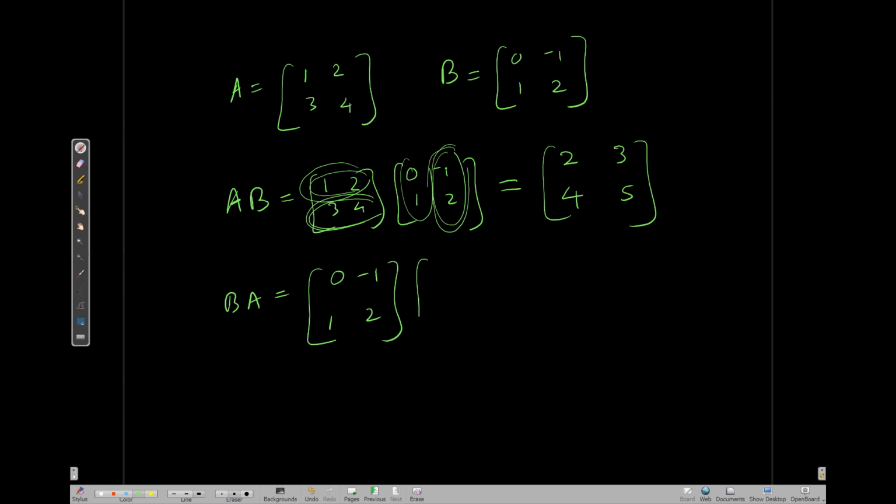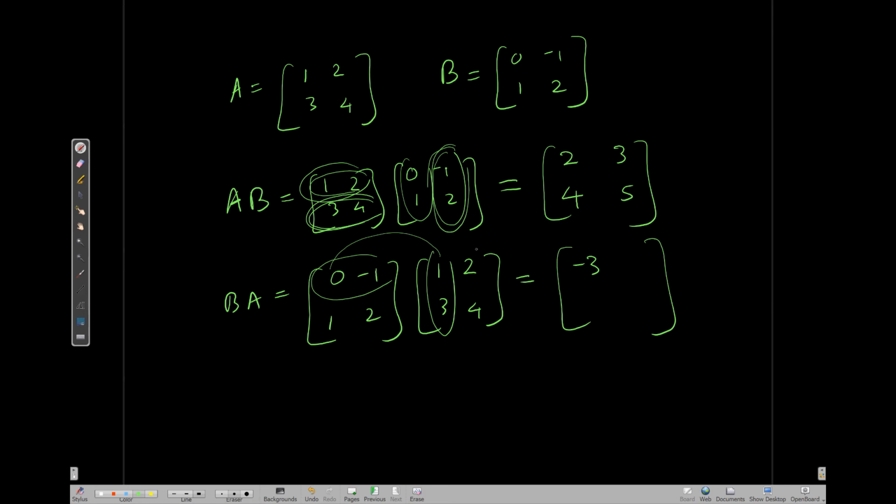0 negative 1 1 2, 1 2 3 4. So the other way around, these two: 0 and 1 is 0, negative 3 and 1 is negative 3, so I get negative 3. And I can multiply this and this, 0 and 0, so negative 4. Now this and this, 1 and 6, so 7. This and this, 2 and 8, 10. See, in this case they both exist, but still they are not the same.